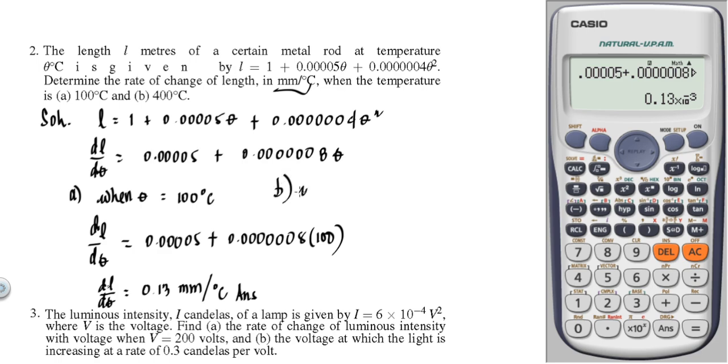Okay, so B. How about B? When theta is 400 degrees C, dl over d theta is... Okay, so ito na rin ang gamitin natin, but let's change 100 to 400 equals. So we have 0.37 millimeter. Yes, perfect natin to, no? Madali lang.